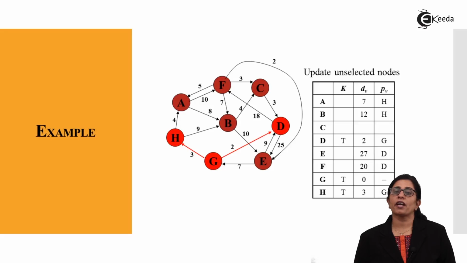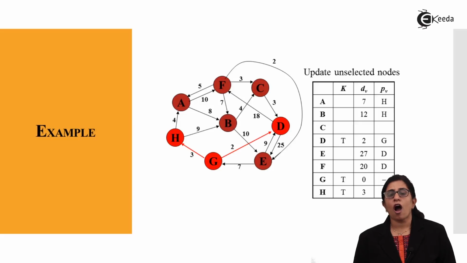Same thing for the node B. When I am travelling from H to B, the edge has a weight of 9, and H has a weight of 3. So 9 plus 3 makes it 12. And the previous vertex from where it has been travelled is H. So you will see here from the table that we have traversed G, H and D. And the non-traversed nodes are A, B, E and F.